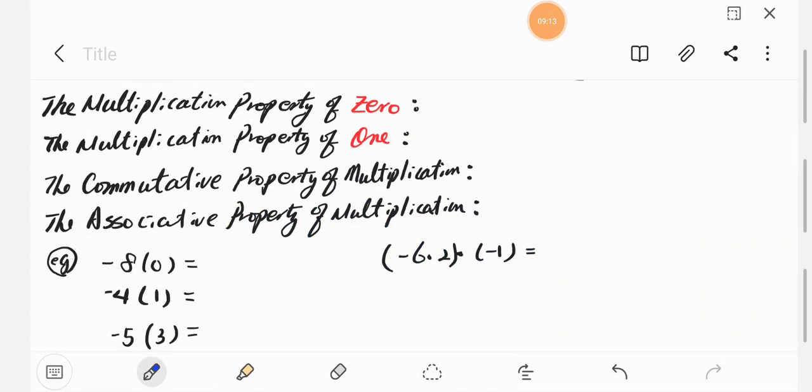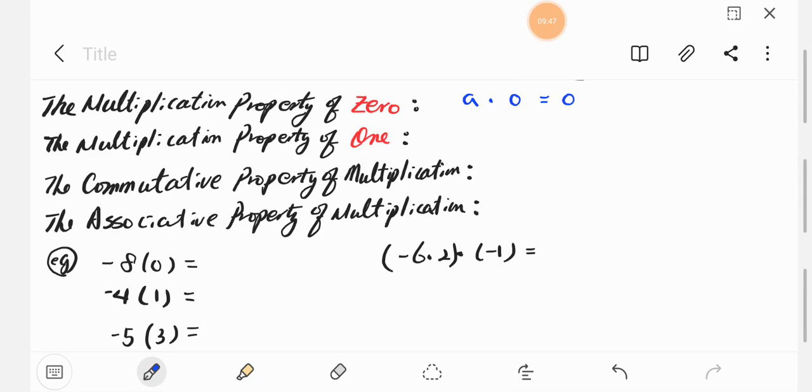Okay, there are very important properties. The first one is the multiplication property of 0. This means you're going to do a multiplication using 0. So for example, here is a variable A. A represents any number. So A times 0, this is the multiplication property of 0. This is a product, and one of the numbers is 0, then the result is always 0.